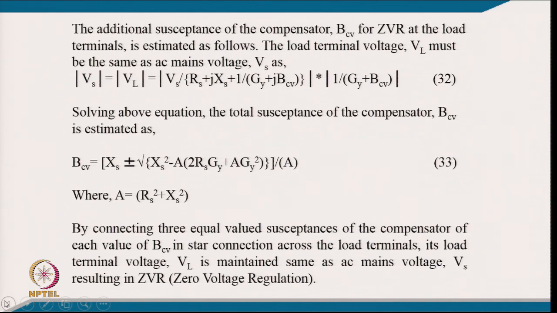We first compensated the power factor of individual line to line loads, then provided load balancing, and after providing load balancing and power factor correction, we got the compensator design for unity power factor. This delta connected network we converted to an equivalent star connected admittance, and from the star connected equivalent per phase circuit we were able to get the zero voltage regulation conditions for the 3 phase 3 wire system. With this we conclude this lecture, and thank you very much.